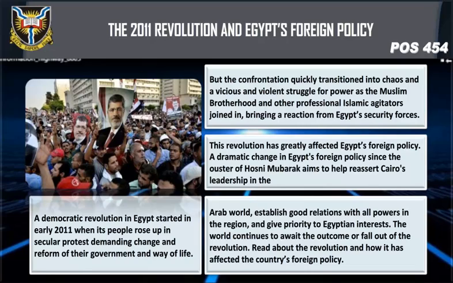This revolution has greatly affected Egypt's foreign policy. A dramatic change in Egypt's foreign policy since the ouster of Hosni Mubarak aims to help reassert Cairo's leadership in the Arab world, establish good relations with all powers in the region, and give priority to Egyptian interests. The world continues to await the outcome or fallout of the revolution. Read about the revolution and how it has affected the country's foreign policy.